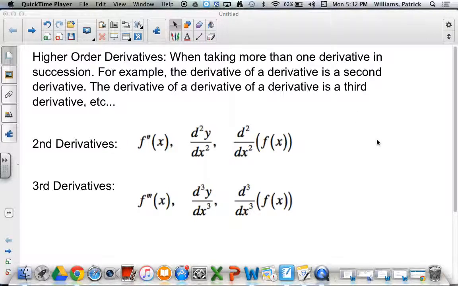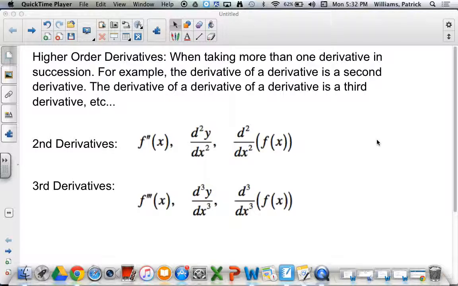So in this video, we're going to be talking about higher order derivatives. So far in the class, we've only been talking about what are called first derivatives, or just taking one derivative of a function. But it turns out you can take as many derivatives as you want in succession. So for example, if you took a derivative of a derivative, that would be a second derivative.